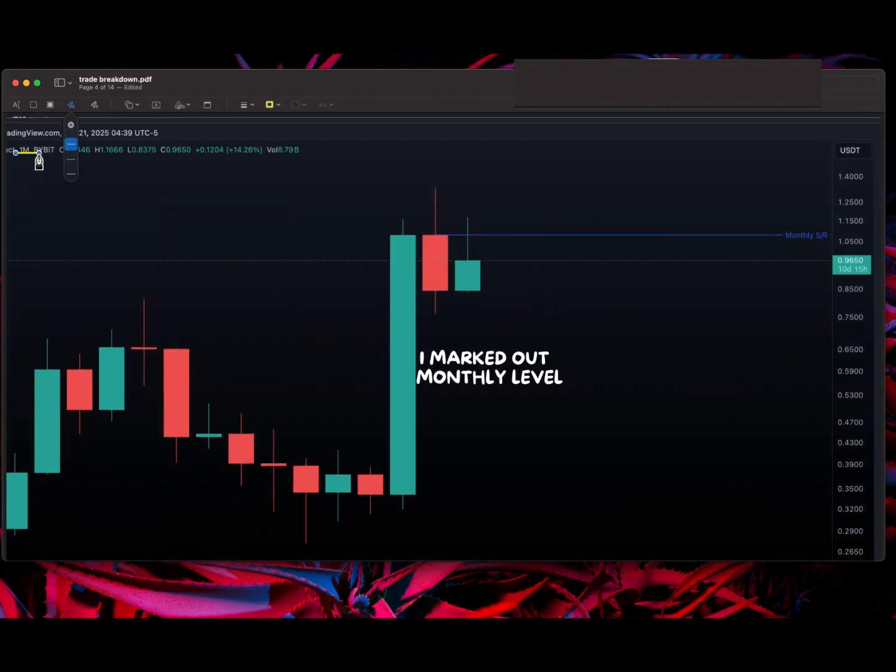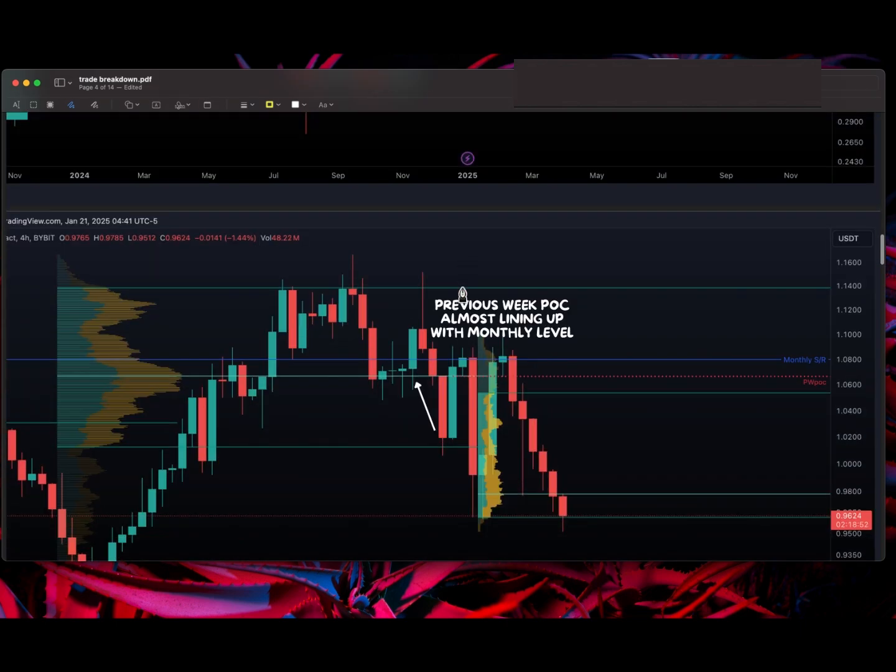So I went on to the monthly time frame and I marked my horizontal level. This was the November close and December open. These two price points are a key level. I explained this in the playlist, in the video talking about support and resistance. I marked it there, and that's my resistance.